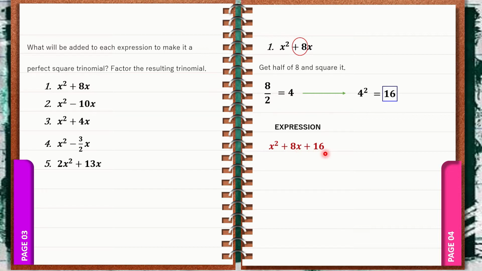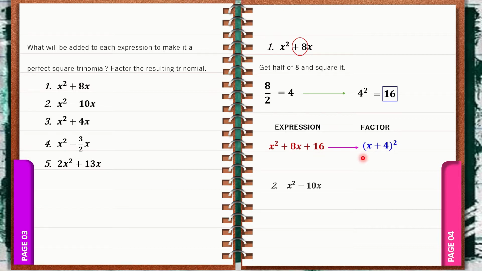Next, it says that we need to factor this. To factor that, we will have the square of x plus 4. How did we get that? We just get the root of x squared and the root of positive 16. And since our linear term is positive, we use a plus sign between x and 4.